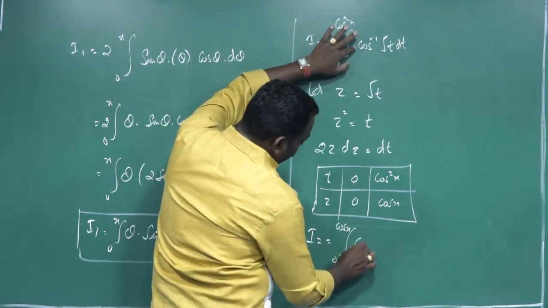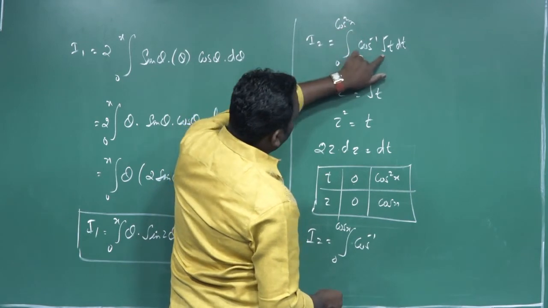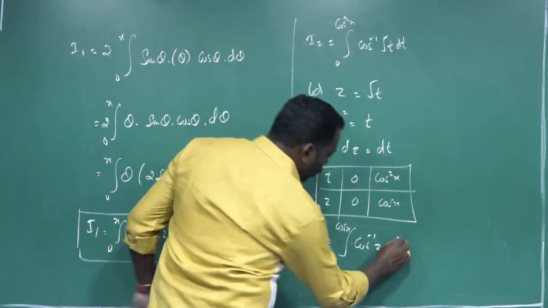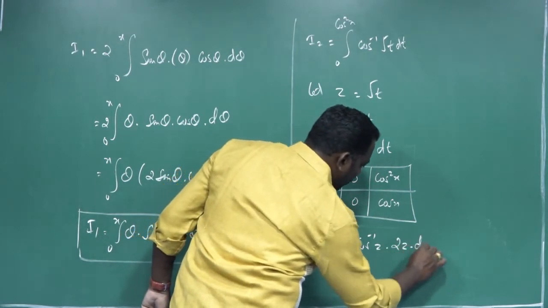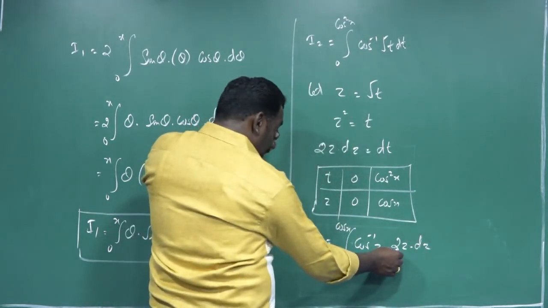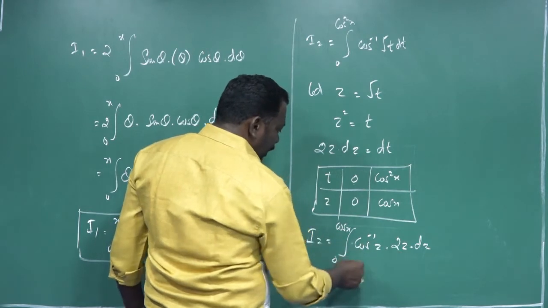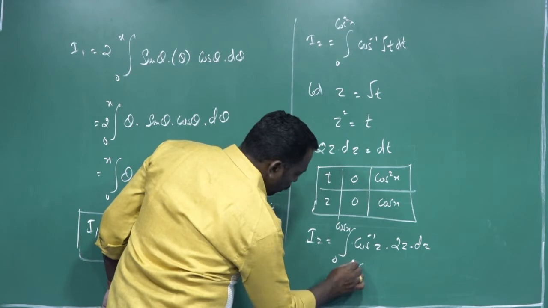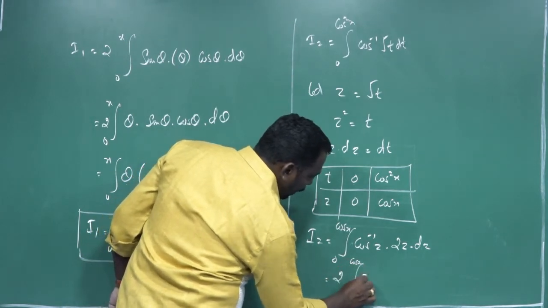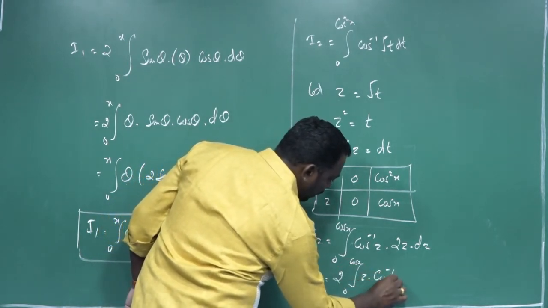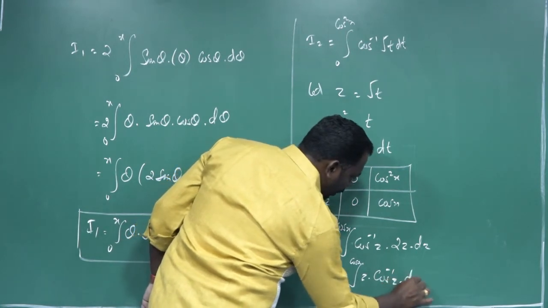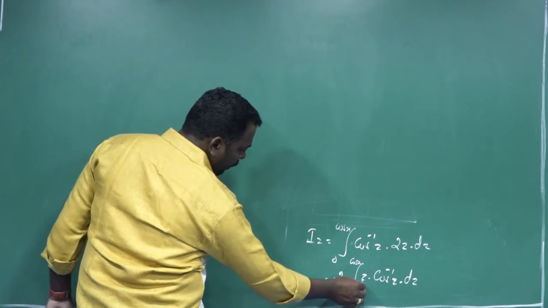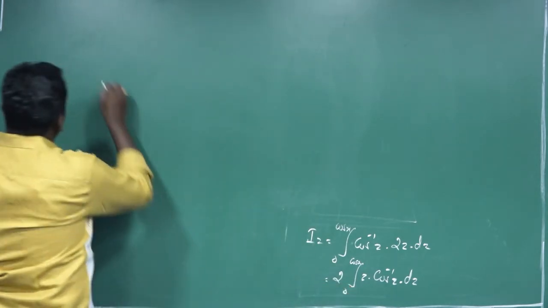The integral of cos inverse of root t, we can write it as z into dt equal to 2z dz. Now we can keep 2 outside: I2 equals 2 times the integral from 0 to cos x of z into cos inverse of z dz. Therefore, next, we can take z equal to cos theta.